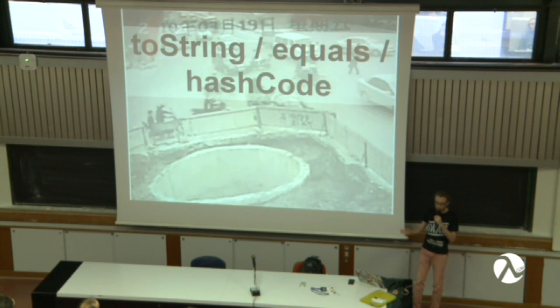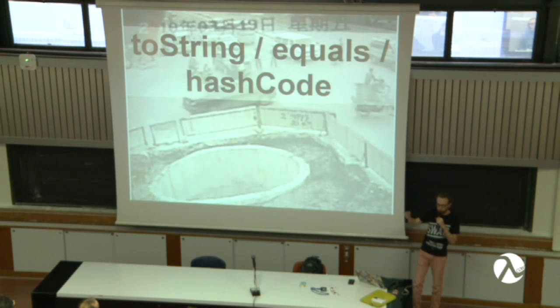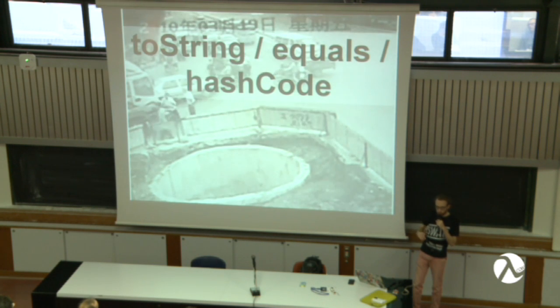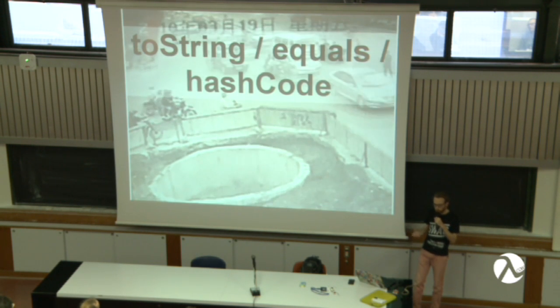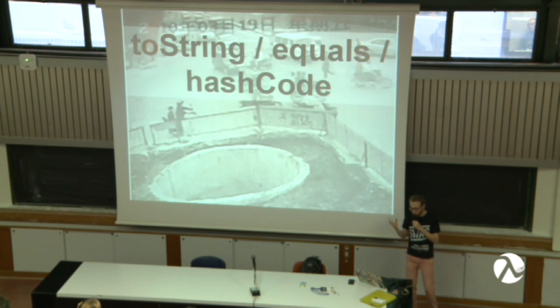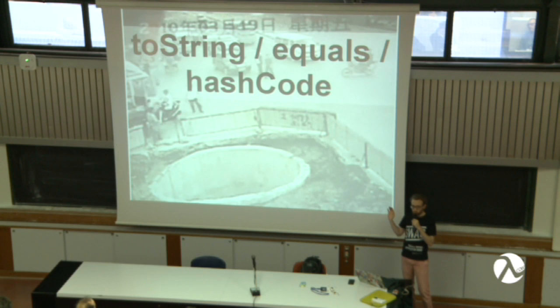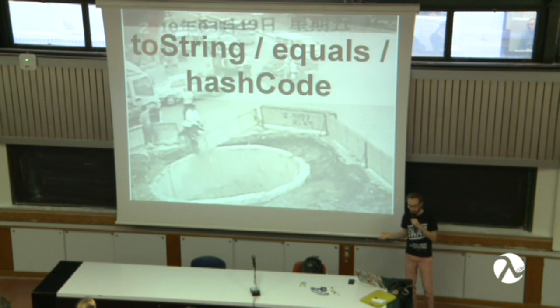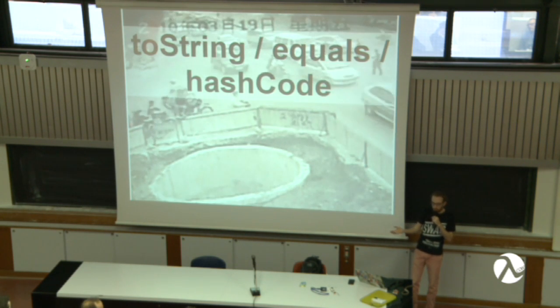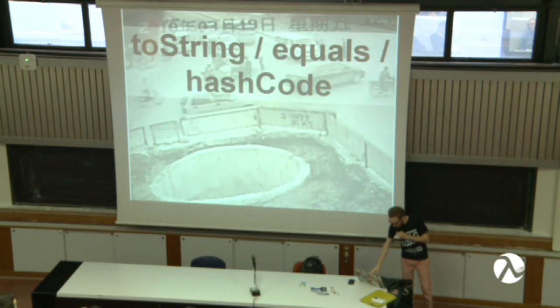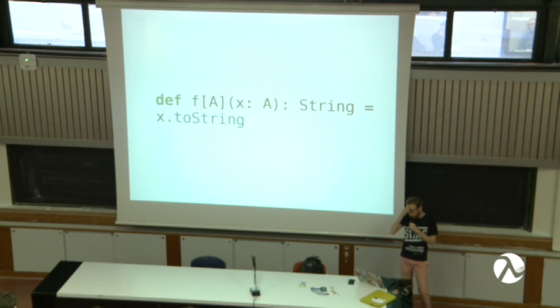Same thing, every time you use toString, equals, or hashCode, all the methods defined on the top level object, you're breaking parametricity. Your assumption is that you don't know what the type A is, so you can't do anything with it. But in Java, you have a java.lang.Object and you can do stuff with it. So it breaks parametricity too. For instance, we call toString on a value, and it's not a constant string.